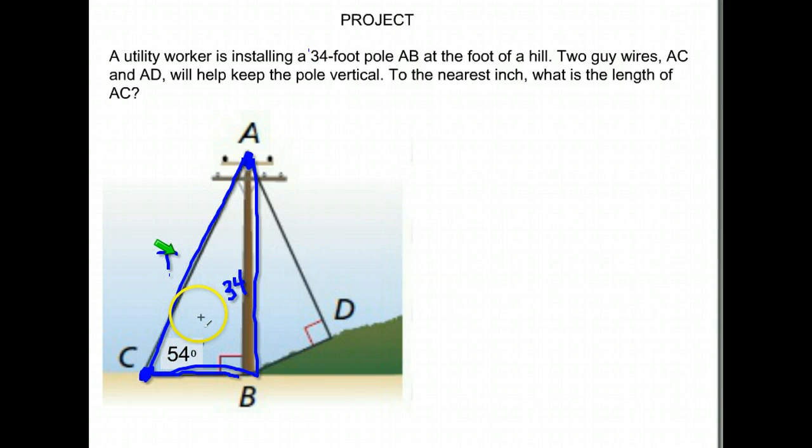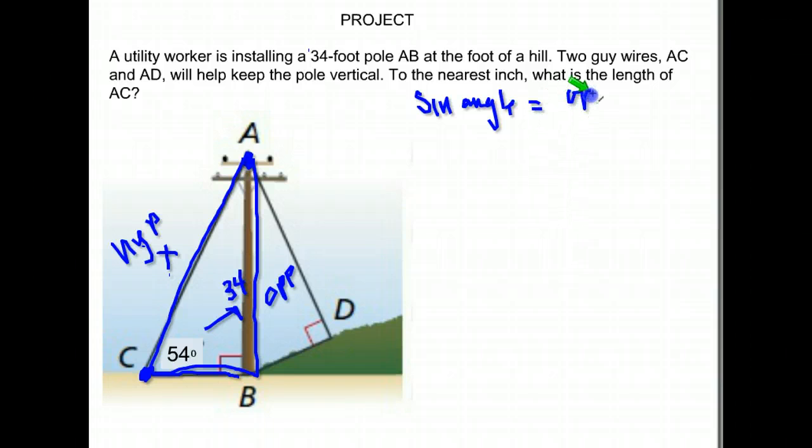What are we going to use, sine, cosine, or tangent? Well, for our angle 54, we have the opposite side, and we are looking for the hypotenuse. So does sine, cosine, or tangent use opposite and hypotenuse? Hopefully you said sine. We know that the sine of an angle is equal to the opposite leg over the hypotenuse. So that's what we'll use because that's the information we have.